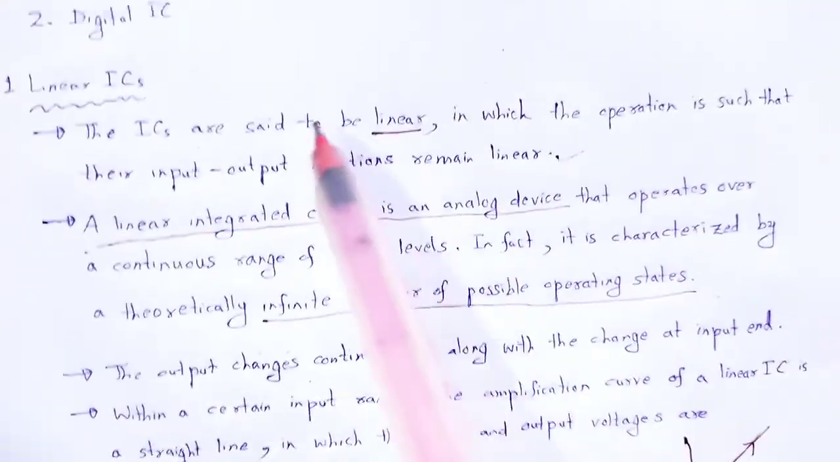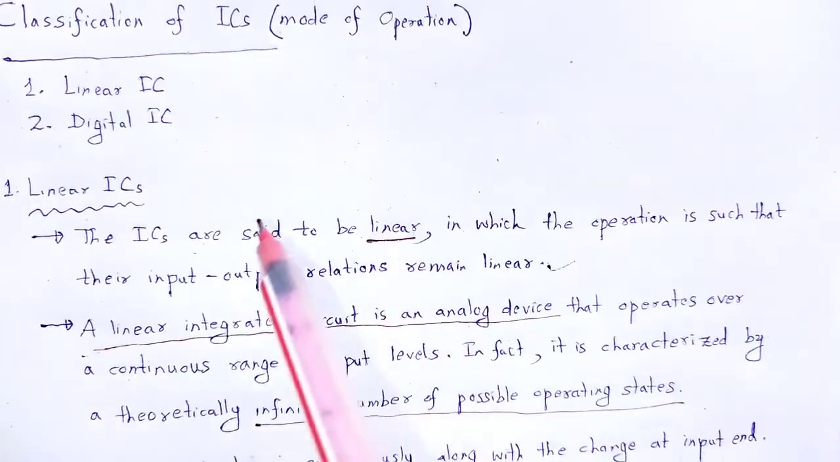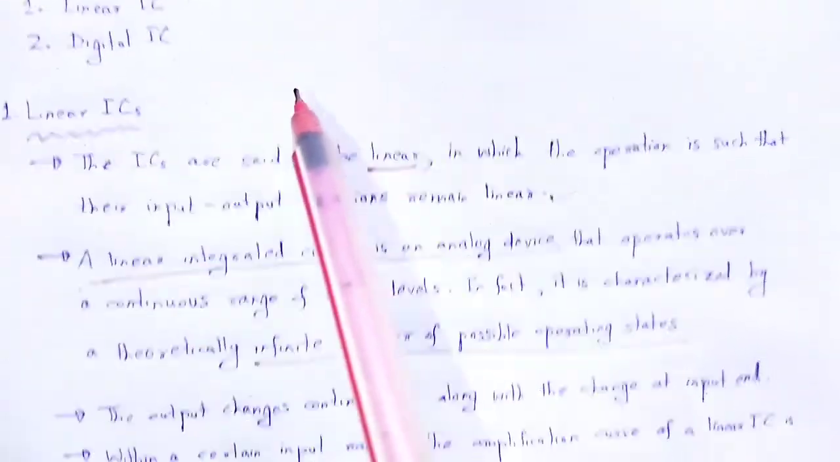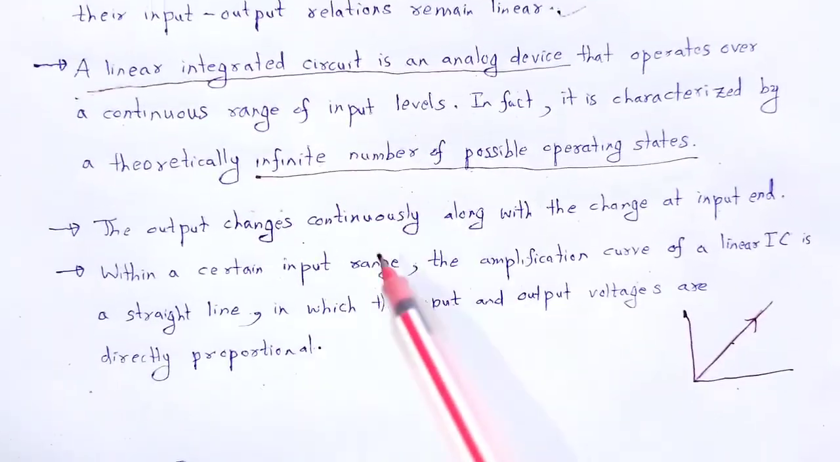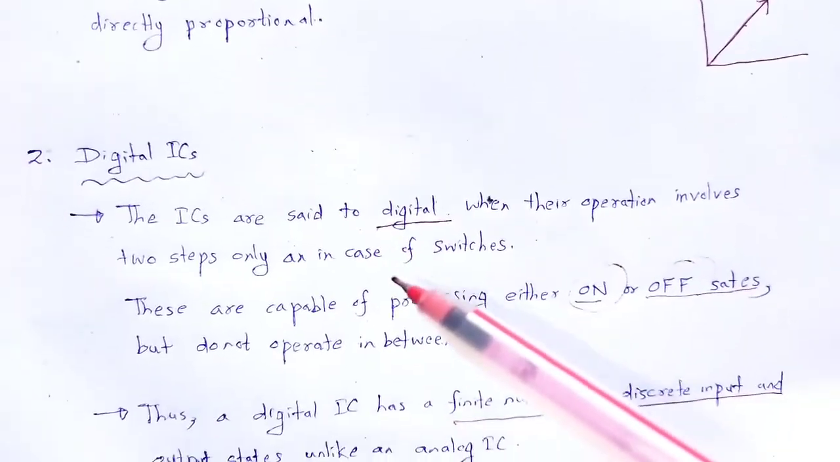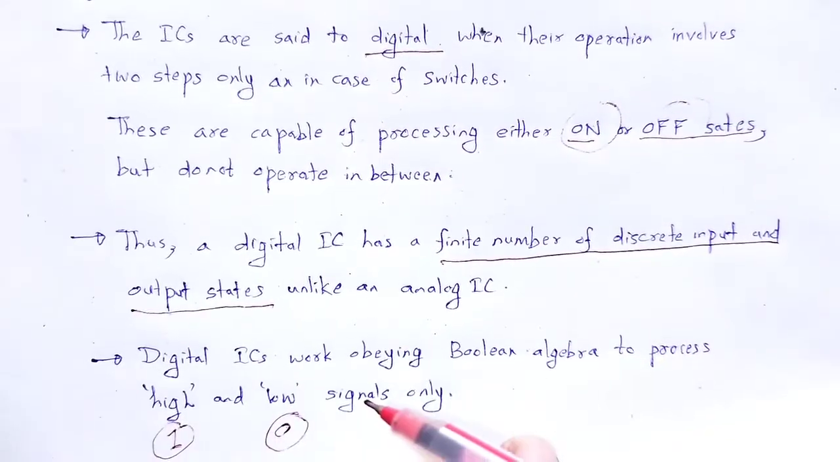With the classification of ICs under the mode of operation, we classify linear IC and digital IC. These are some basic features of linear ICs and these are some basic features of digital ICs.